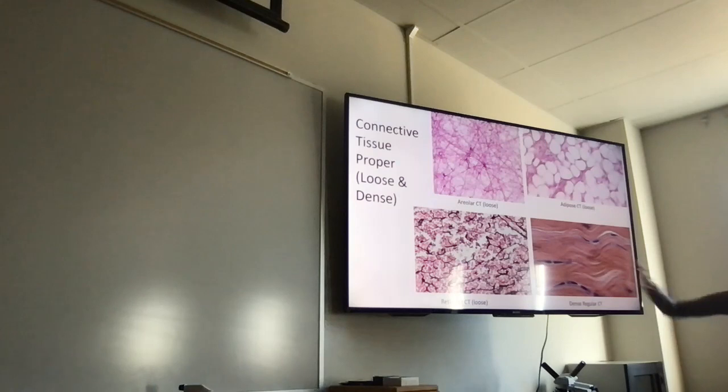Okay, so that's out of the way. Now these other 3, these are all the loose connective tissues. So you can tell the cells are a little bit more spread apart than here, where they're basically layers of smashed cells together.